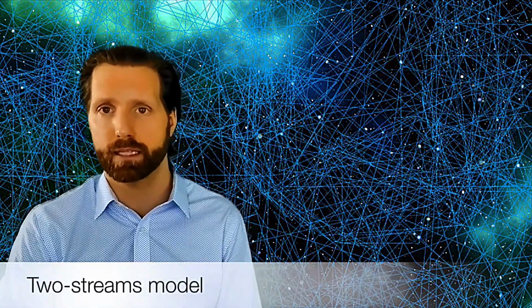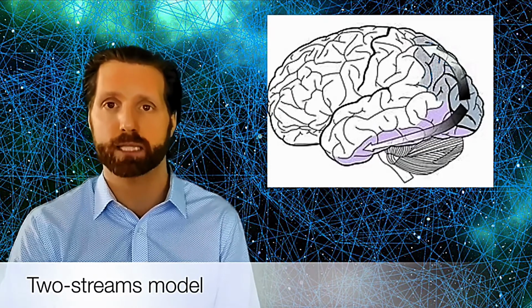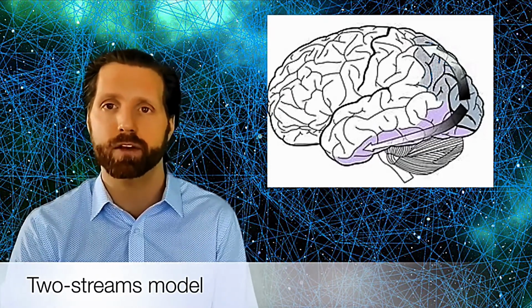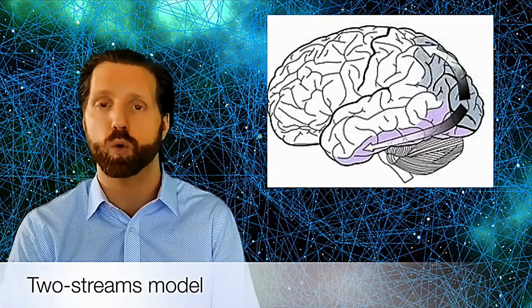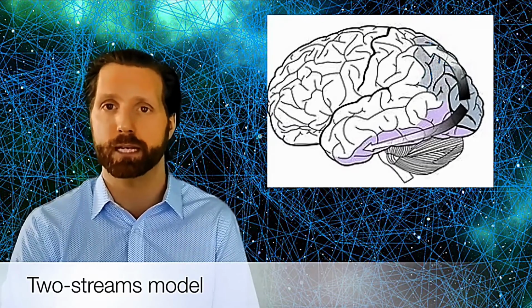From here, we can see the divergence of two major visual pathways, each responsible for processing a distinct aspect of our visual fields. Together, these make up what are called the two streams model, which proposes two qualitatively different cognitive systems for processing sensory inputs.